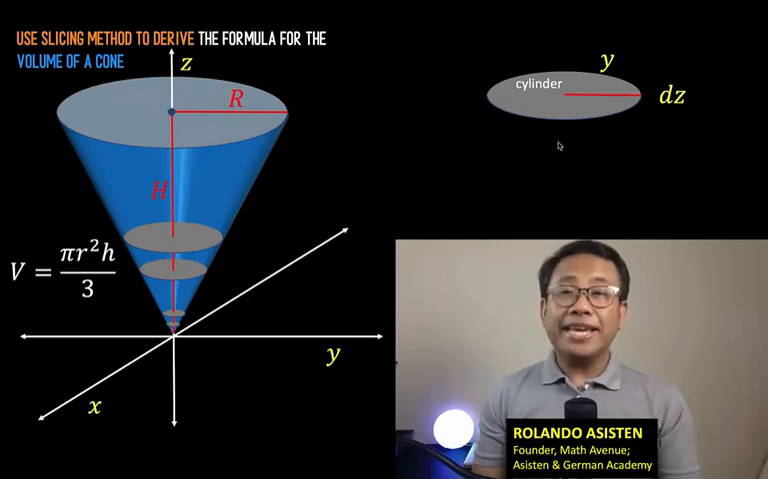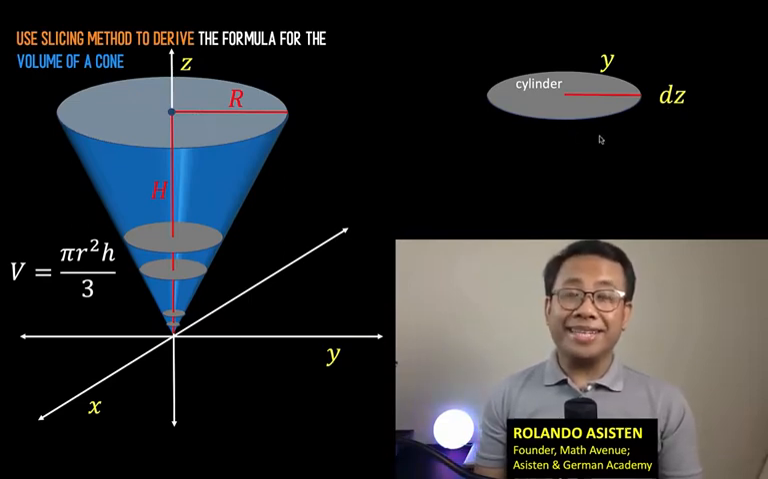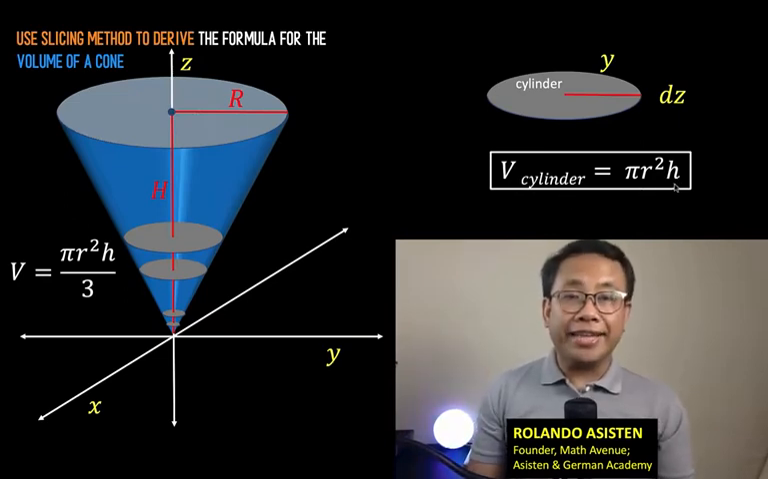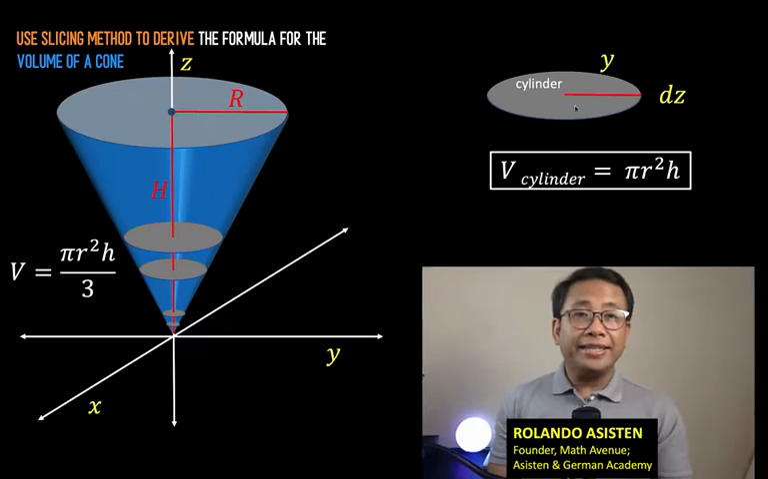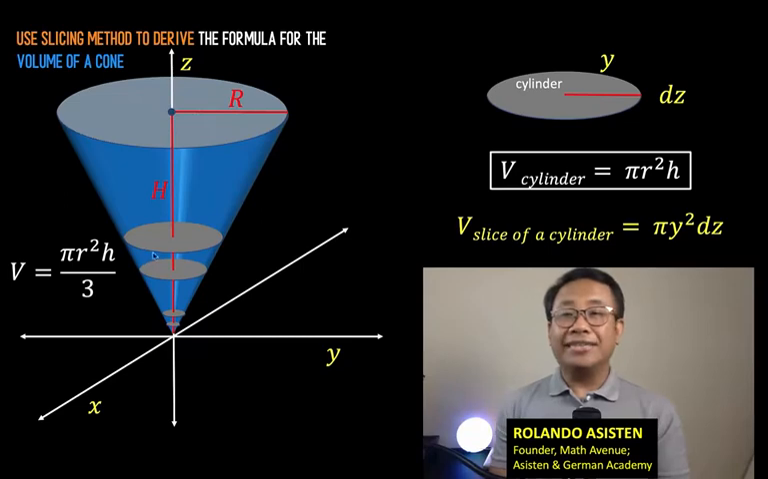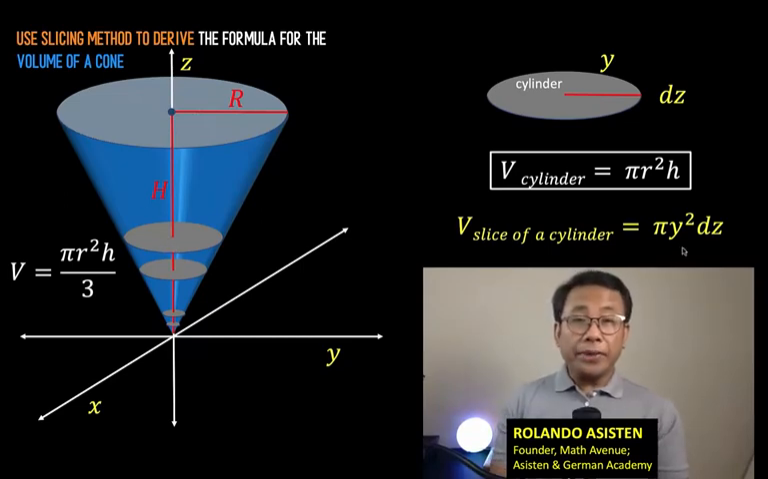Then let's recall the formula for the volume of a cylinder. The volume of a cylinder is equal to pi r squared h. In here, our r is this radius y. So let's substitute y for r to have pi y squared dz as our representation for the volume of this circular disc that we sliced from this cone. Now our problem here is there are two variables. We have the variable y and we have the variable z. So let's represent this y in terms of z.